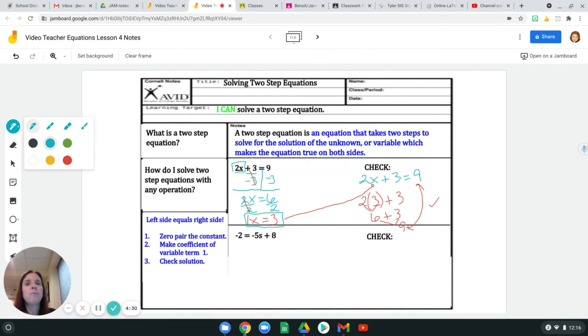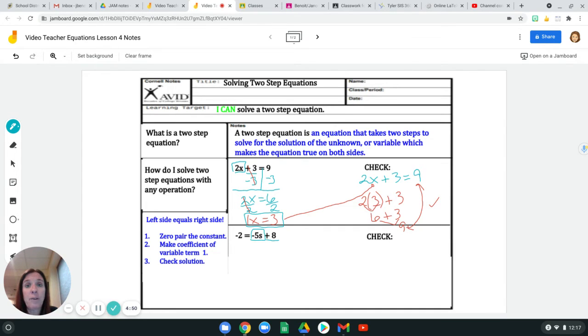It looks reversed from the first one, doesn't it? That's okay. You can have your variable term, -5s, and your constant on the right side. It's not illegal. It can happen. Don't turn your equation around. Just work from it this way. So our constant is positive 8.